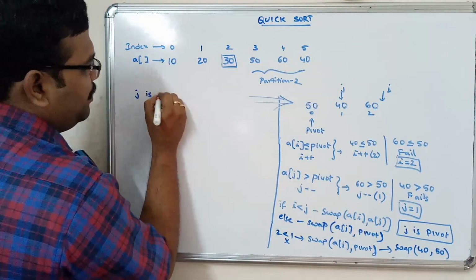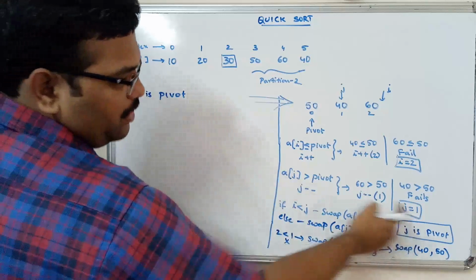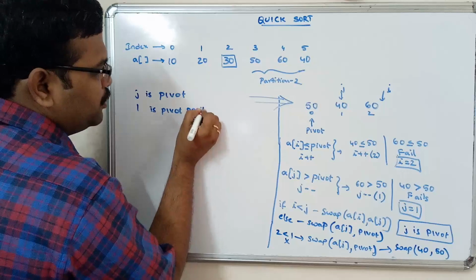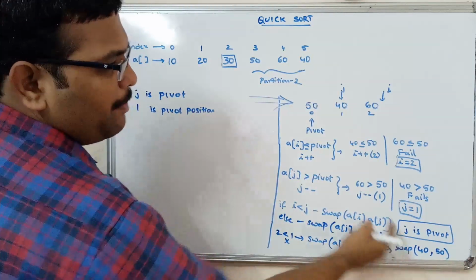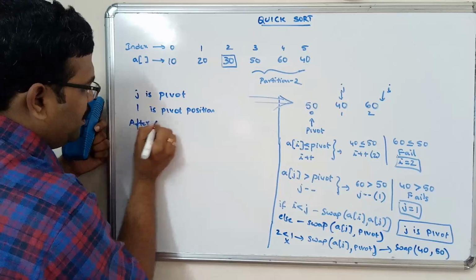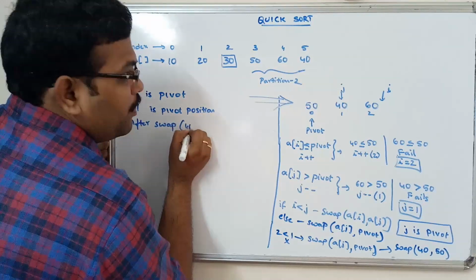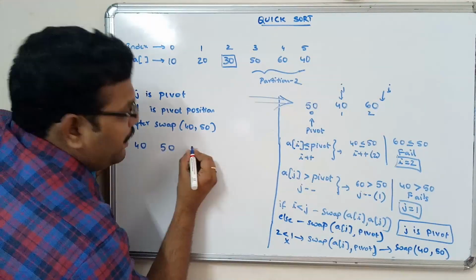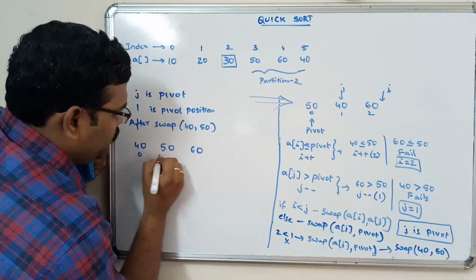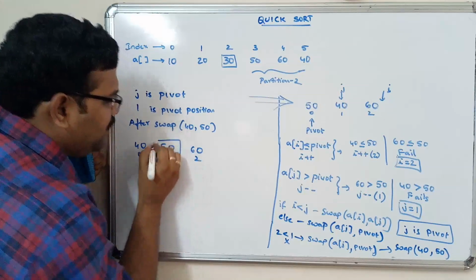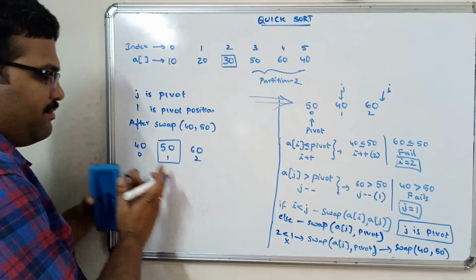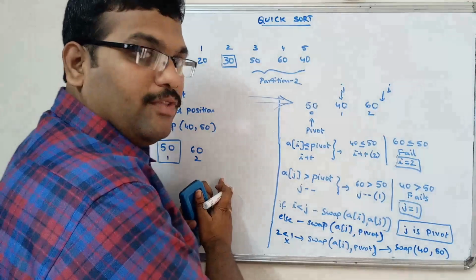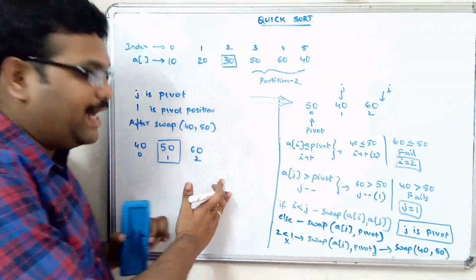Here what is the value of j? 1. So 1 is the pivot position. So we have to swap. After swapping 40 comma 50, the elements are 40, 50 and 60. The positions are 0, 1, 2, and this is the pivot position. So the left-hand side of the pivot has the values less than pivot, and the right side of the pivot position has the elements greater than pivot.